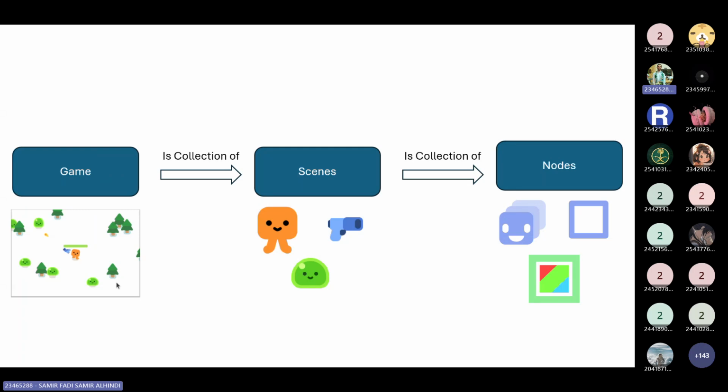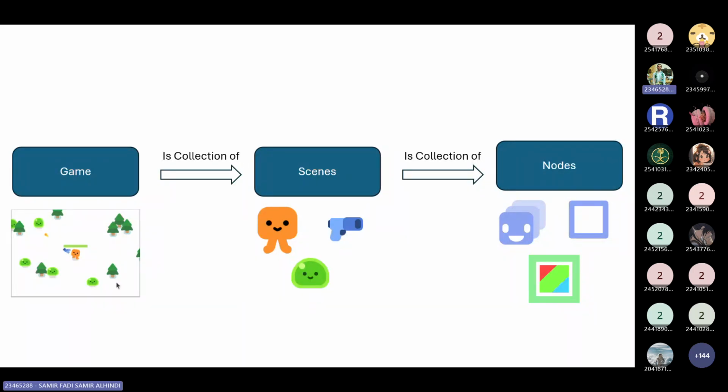Also, you could think of them as atoms and molecules. For example, the nodes are like atoms, like hydrogen, helium, and you can think of the scenes as molecules. For example, H2O, water, sodium chloride. Kind of how the atoms combine to form molecules, the nodes combine to create scenes, okay? That's another way to think about it.